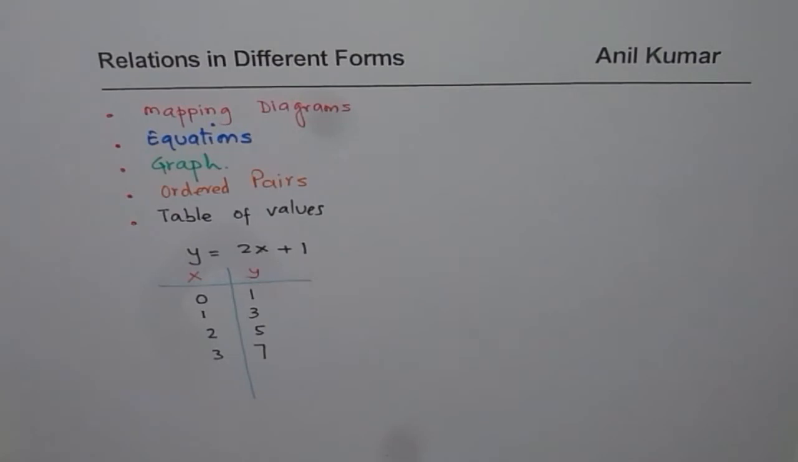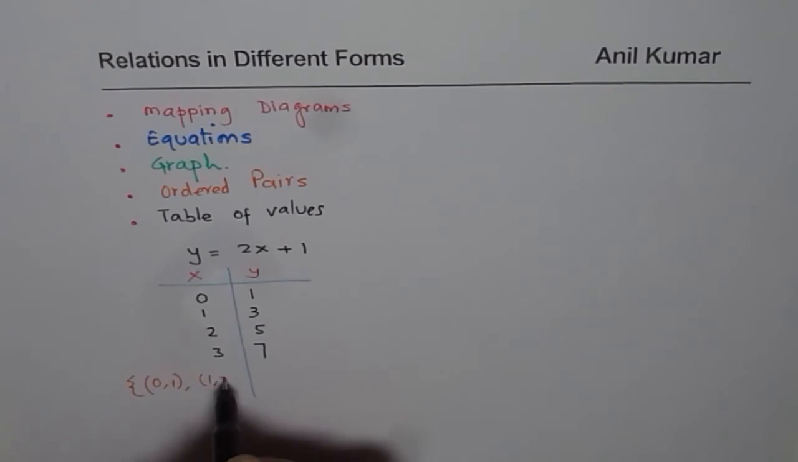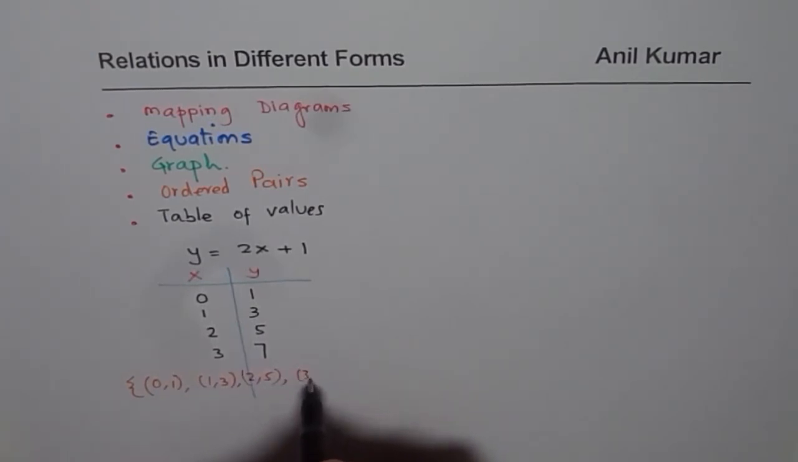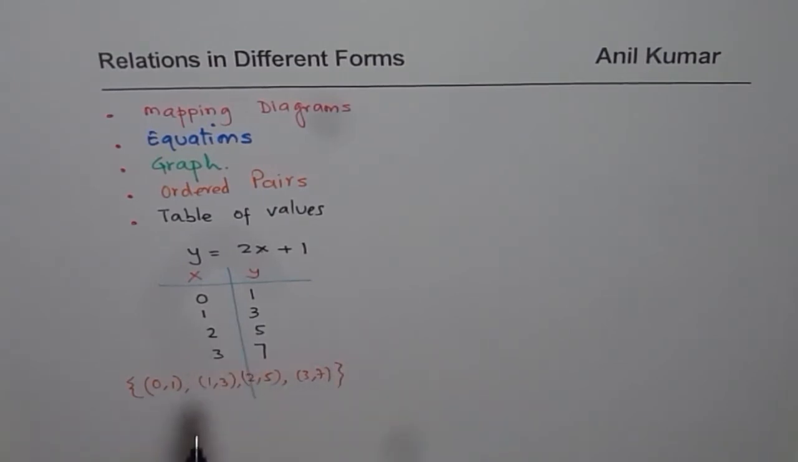Now in the form of ordered pairs, you could write these as (0, 1), for example, (1, 3), (2, 5), (3, 7), right? So the same data which represents a relation y equals 2x plus 1 could be represented in this form also.